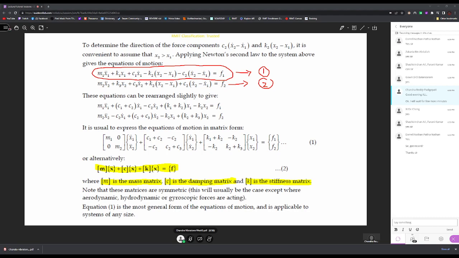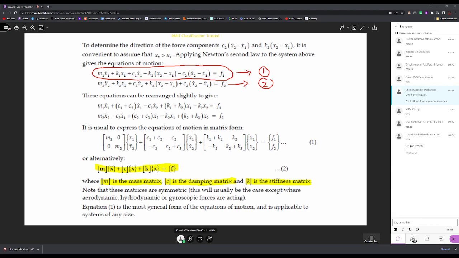Similarly, the damping force for block 2 will be positive: c2 into (x2 dot minus x1 dot), the difference in velocities. So the whole thing is the force acting on mass 2. Therefore, we have the two equations of motion.